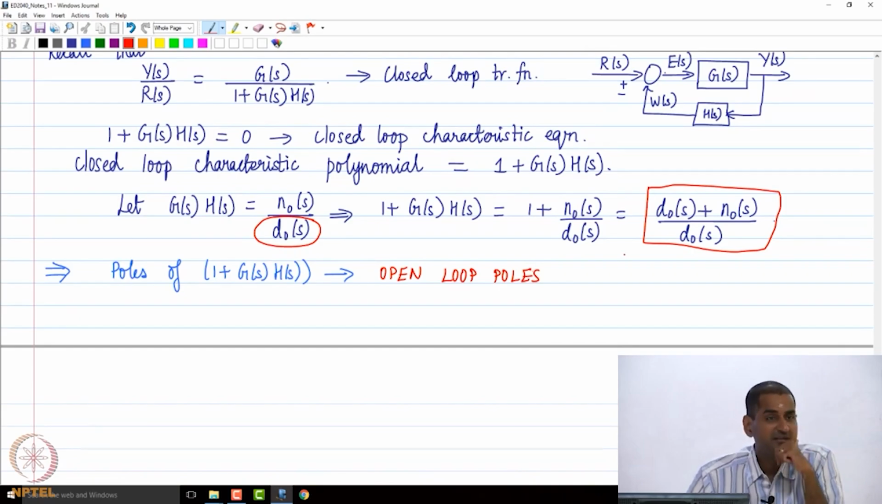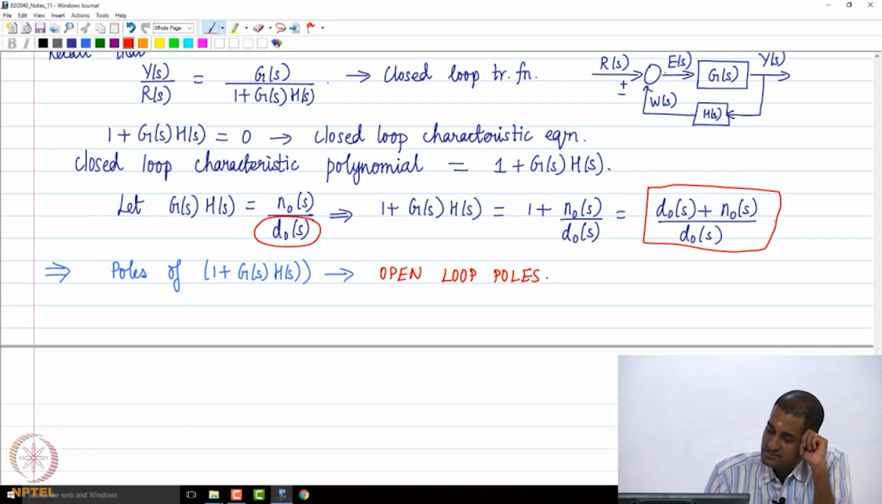Are these known in general? By and large they are under our control, because what do the open loop poles constitute? They constitute the plant poles, the controller transfer function poles and the feedback path transfer function poles. So, in general at least we will be able to tune them, even if the controller contributes some open loop poles. So, we know what these poles are. Now, what can you say about the zeros of 1 plus g of s h of s?